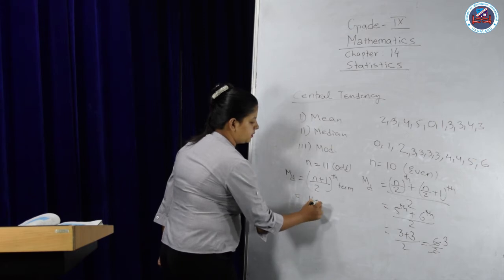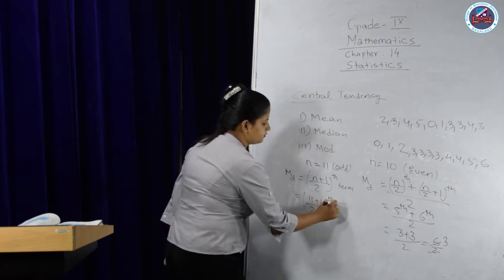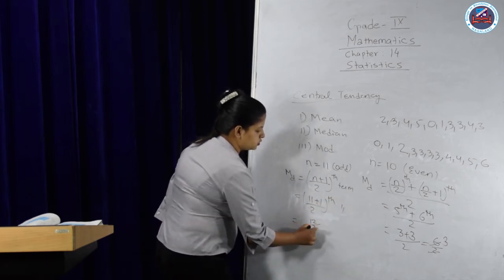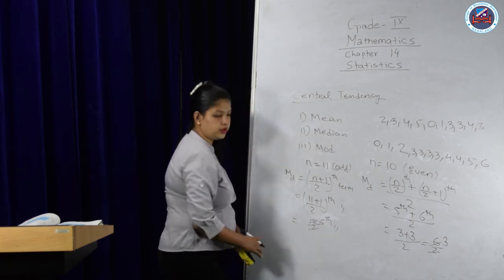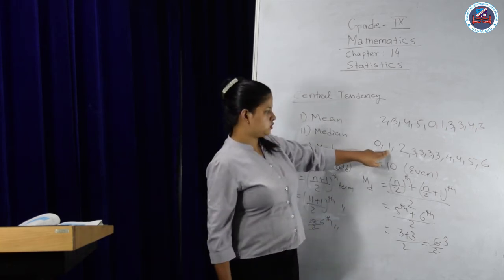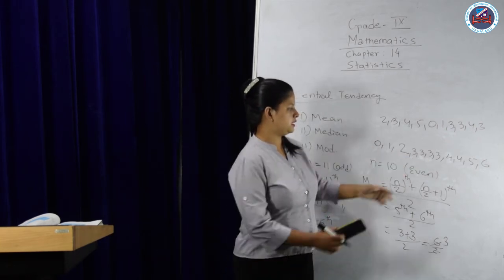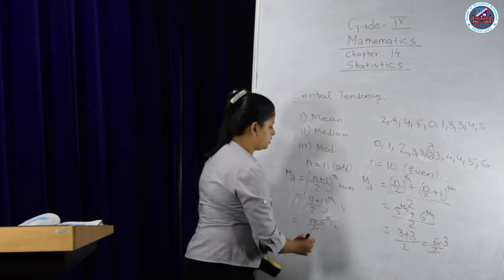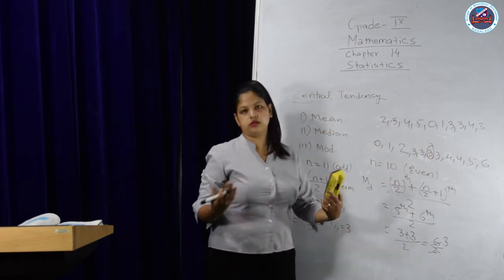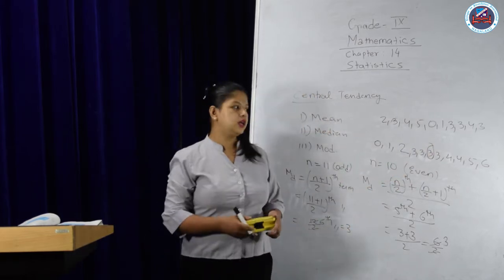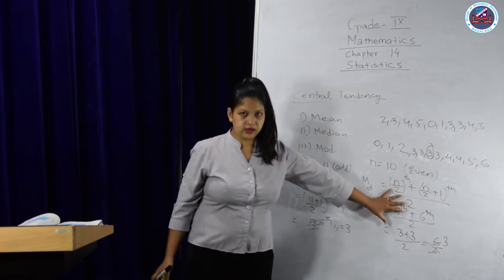So n is 11, plus 1 by 2th term. That is 12 by 2, the 6th term. If we divide by 2, the 6th is 1, 2, 3, 4, 5, 6. This one. For this particular question, it remains 3 only. For other questions, it may be different also. So this is how you do for even and for odd.